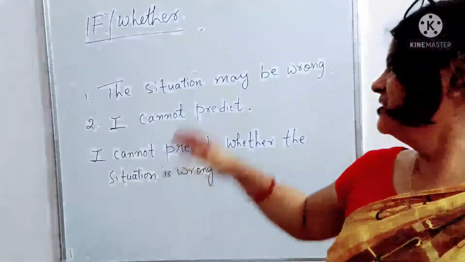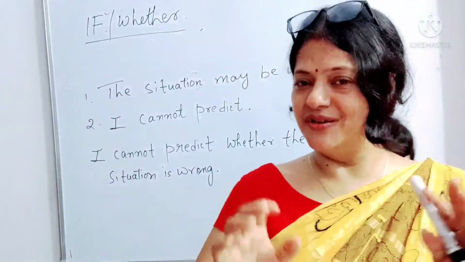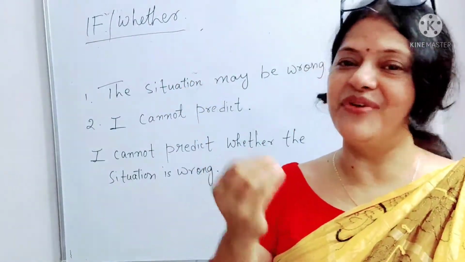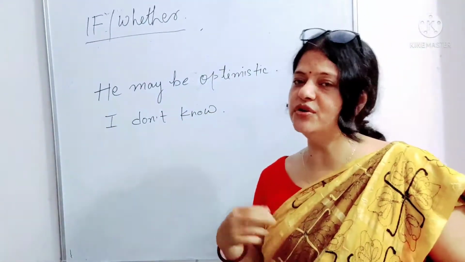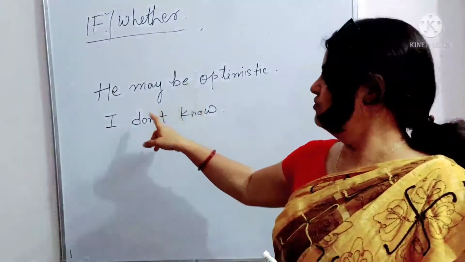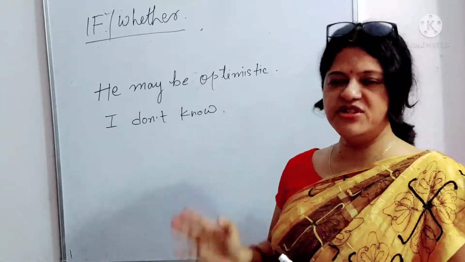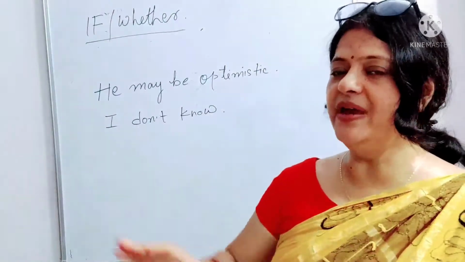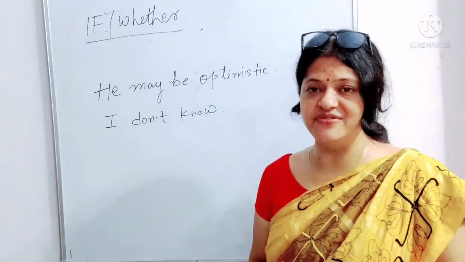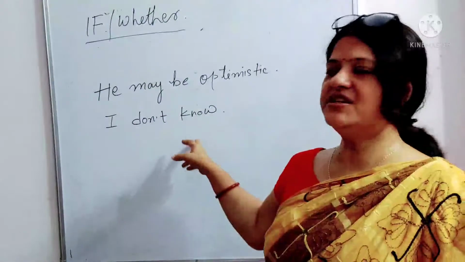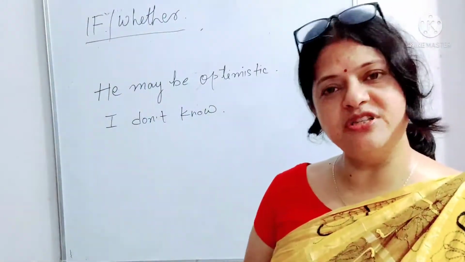Okay, now let's see another example. My board is not too big, so that's why I have to write it here. Again I have taken two sentences. One sentence is, he may be optimistic, where we have used may be, and the second sentence is an assertive sentence. So what we'll do is change this assertive sentence into a principal clause.